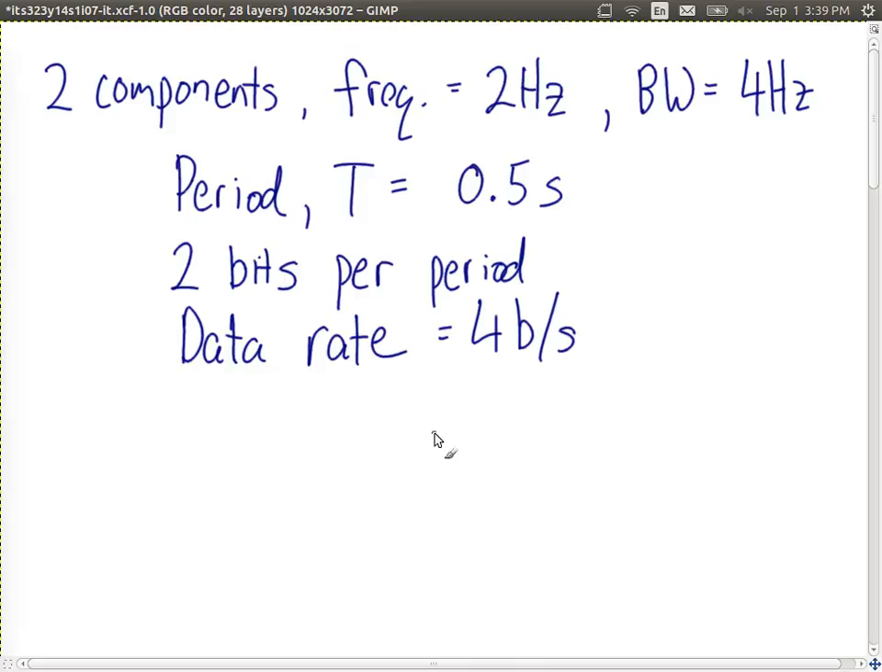Our signal, which had two sine components, a frequency of 2 hertz, had a bandwidth of 4 hertz. With a frequency of 2 hertz, the period is half a second. And the period contains one cycle. We think there's a high part and a low part, where the high part represents bit one, the low part a bit zero. So I say 2 bits can be sent in one period. That means 2 bits in half a second. If there's 2 bits in half a second, we can send 4 bits in 1 second. We get a data rate of 4 bits per second.